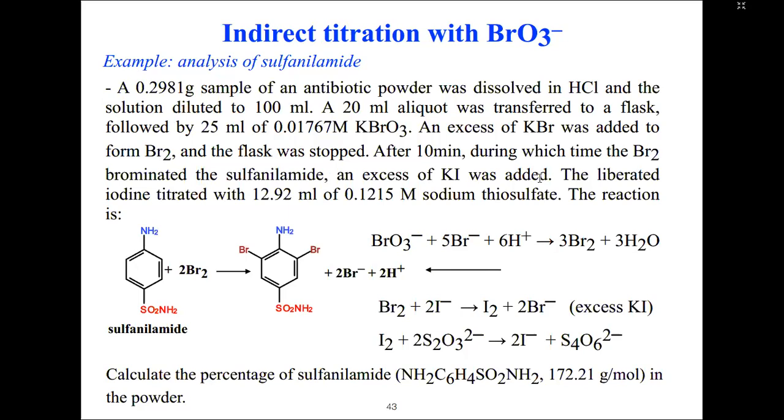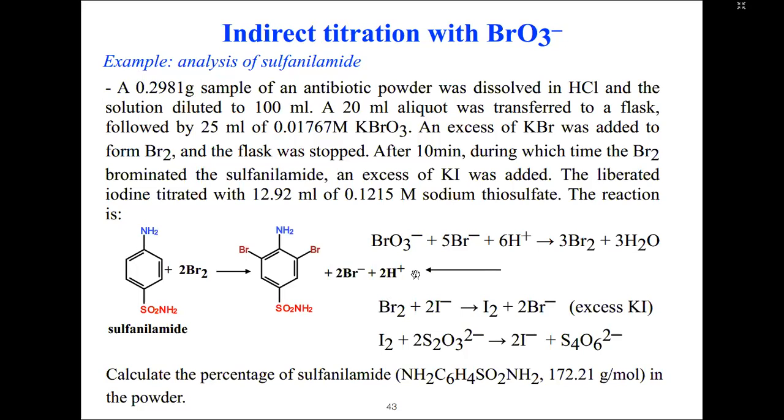Why do you add KI? Because now you want to react it with the leftover Br2. Now the leftover Br2 is the limiting reagent and KI is in excess. The liberated iodine, a certain amount of iodine produced, is determined by the leftover Br2. It requires this volume of this concentration of sodium thiosulfate. Now we need to determine the percentage. So these are the reactions. Let's try to understand the reactions.